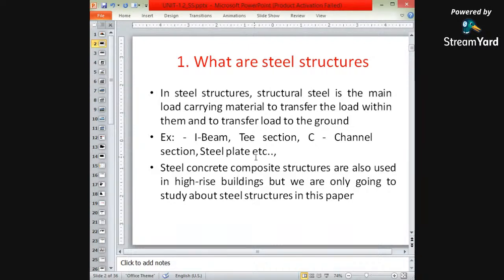Again, steel-concrete composite structures are also used in high-rise buildings, but we are only going to study steel structures in this paper, because in composite structures some part is made in RCC and some part is made in steel. Basically, in this steel structures subject, we will take care of steel structures. But nowadays, in most constructions RCC structures are used, and some part of those RCC structures is laid down with the help of steel also. Or we can have totally steel structures also.